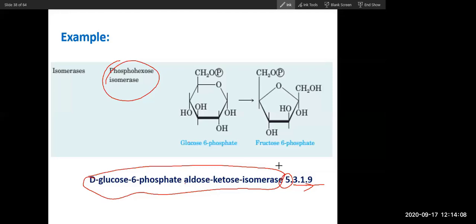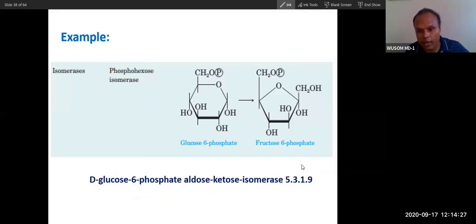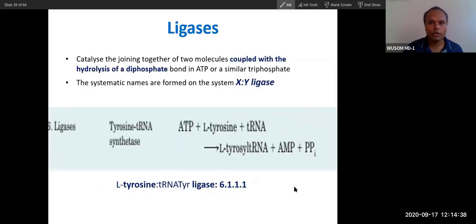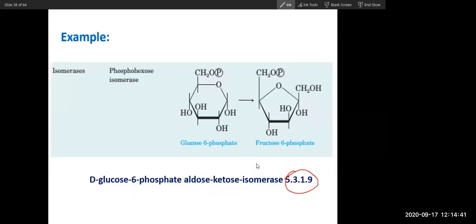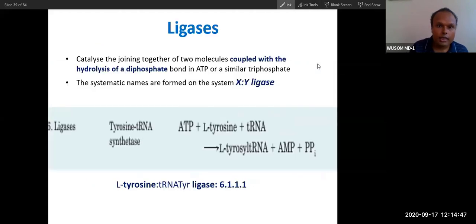But we don't worry about the 9 and the 1, as you said before. You don't worry about these later numbers, just worry about the class. If you are able to classify the enzyme, that is more than sufficient for your understanding. But if you give me the number, I can understand specifically what this enzyme does. That is the significance of the four numbers.